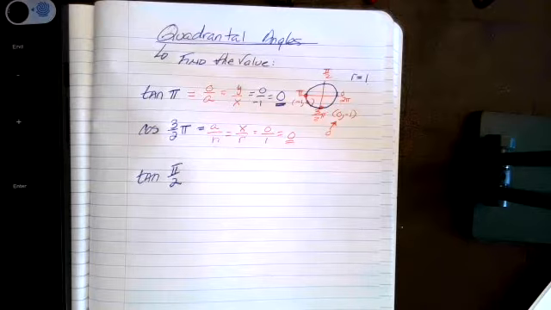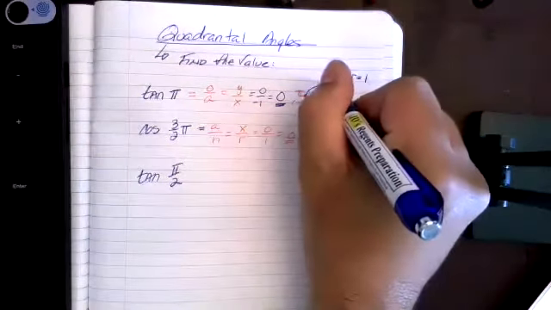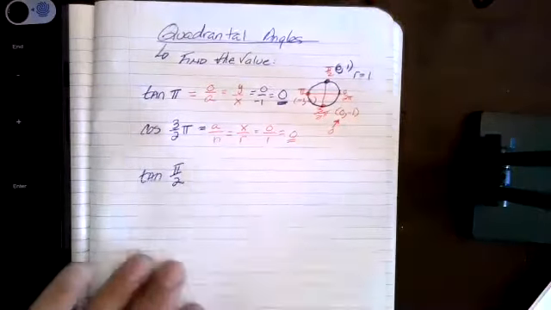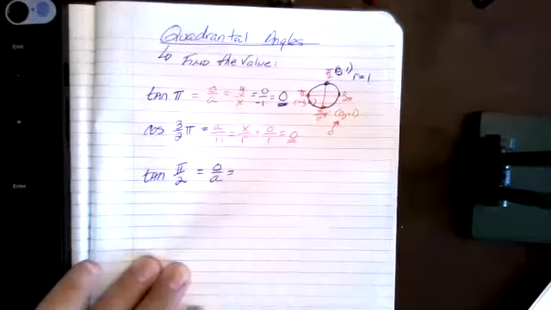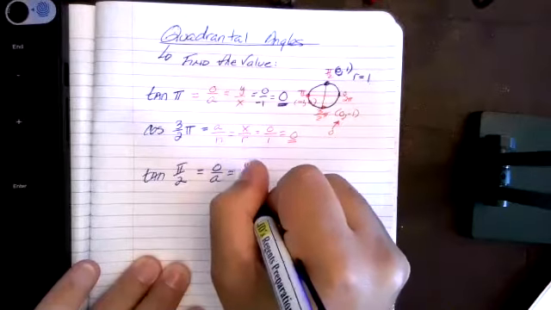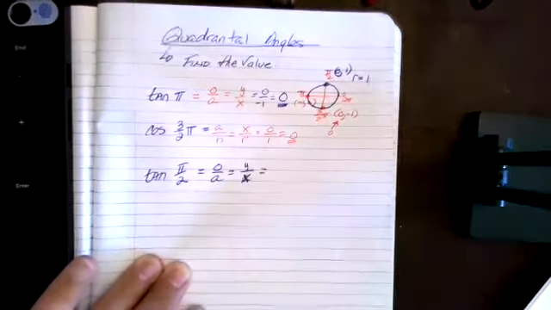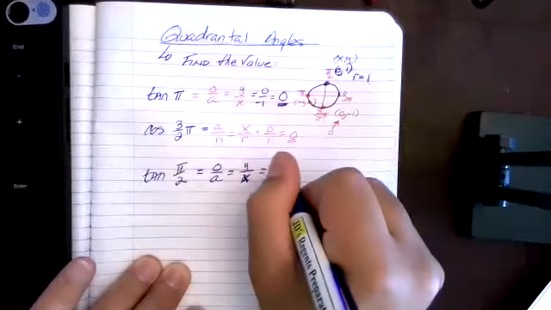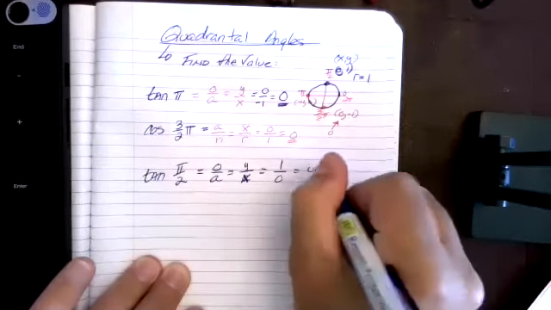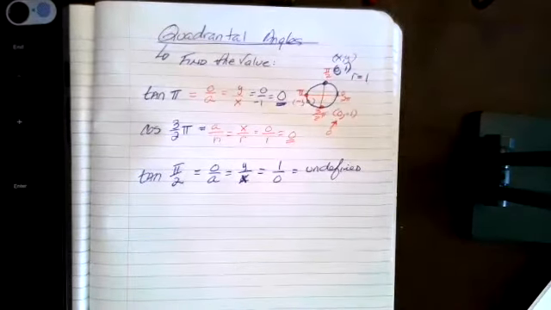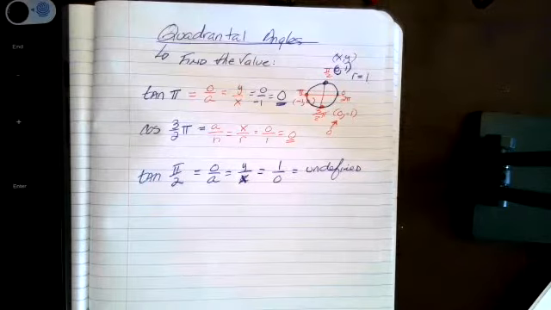So the next one is tan pi over 2. Pi over 2 is up here, which would be 0, 1. We know tan is our opposite over our adjacent. Opposite is y, my adjacent is x. So this looks like that's my x and that's my y, right? So this is going to be 1 over 0, undefined. So that's how we find the values of quadrantal angles in a nutshell.